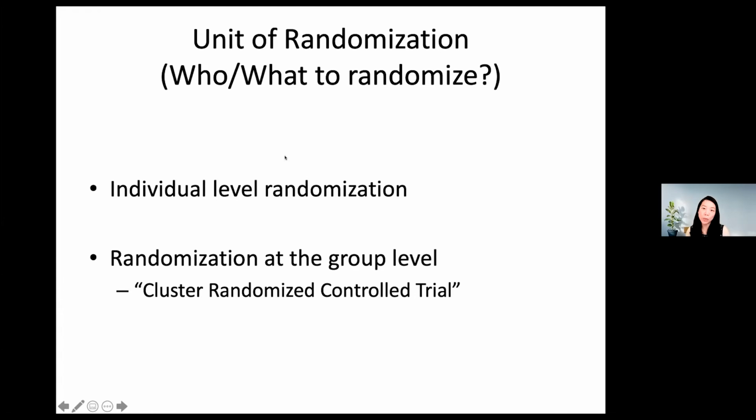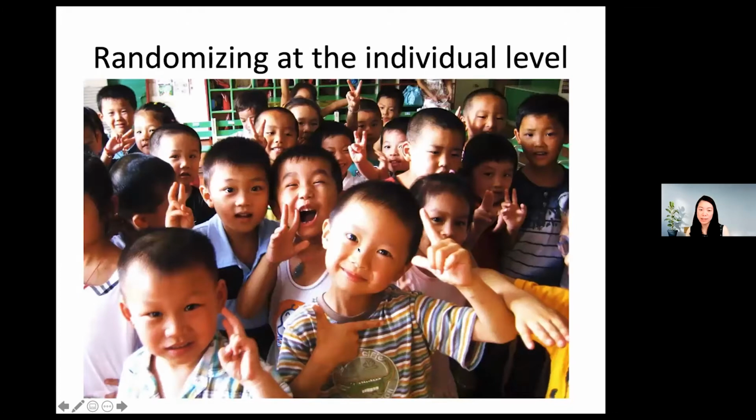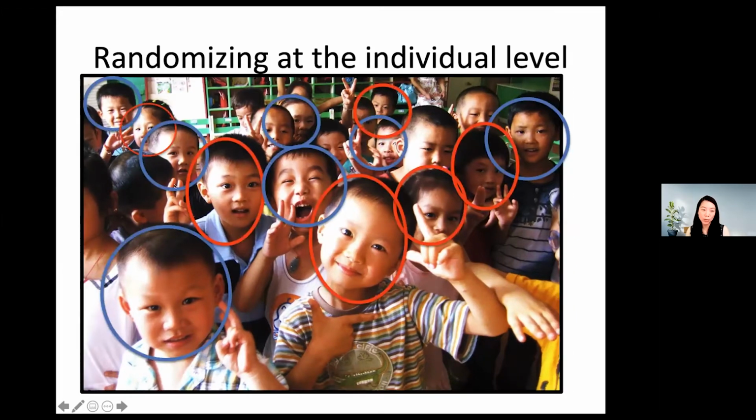So before we go ahead to do the assignment, we need to think about on what level you want to do the randomization. Usually when we talk about RCT design, it's either at the individual level or at the group level. So this is an example of individual level. For example, we wanted to randomize, choose some students, say in blue circles, to receive glasses, and some students, for example in red circles, they don't receive eyeglasses. So this is at the individual level.